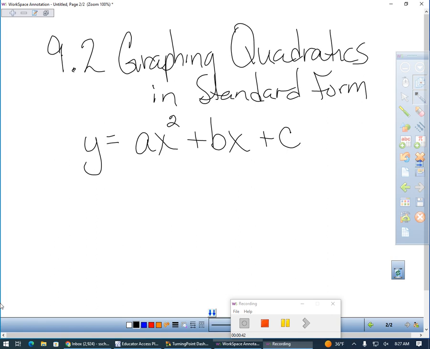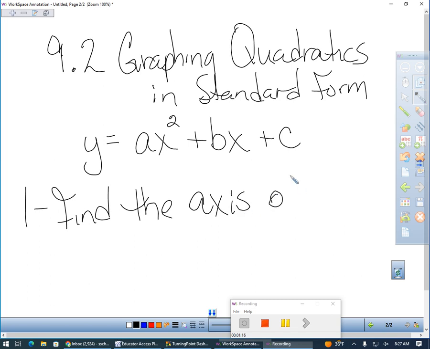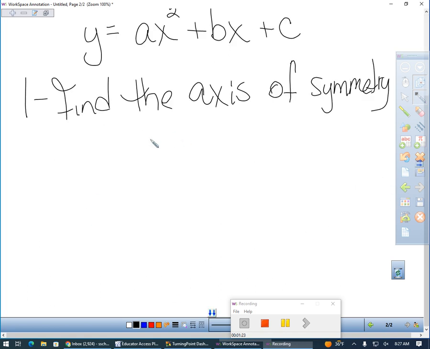All right, now, when it's in this form, it is going to move up, down, right, left. It could move anywhere, so we can't just use -2, -1, 0, 1, and 2 to graph it. We have to do another method. So, step number 1, we are going to find the axis of symmetry. To find the axis of symmetry, it is x equals -b over 2a.